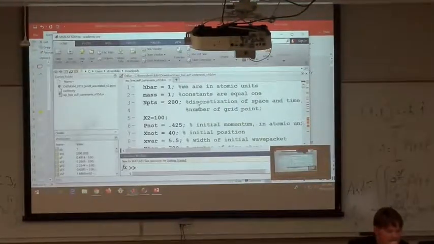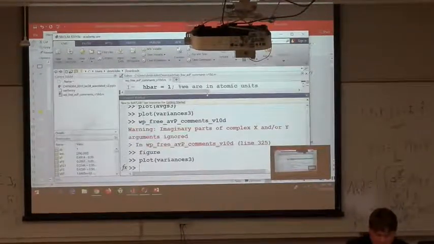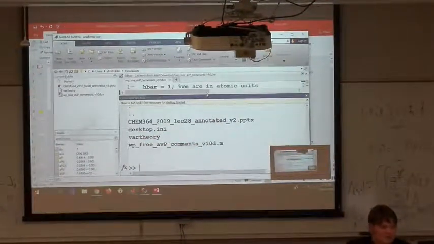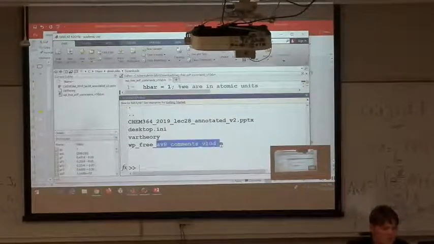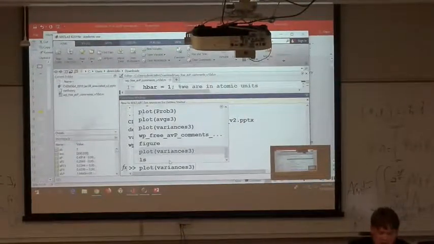So, saving. What is ls? Alyssa knows. Yeah, it lists all of the things that you can do directly. So right now we do have the PowerPoint, the code, and something I don't know. So we were plotting variances.